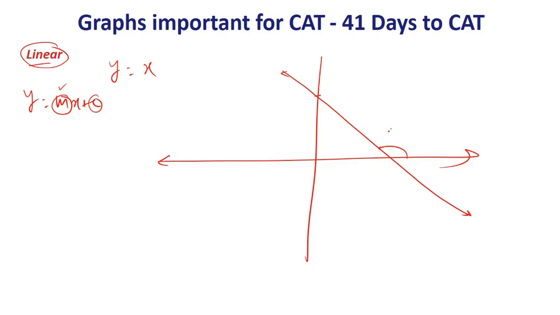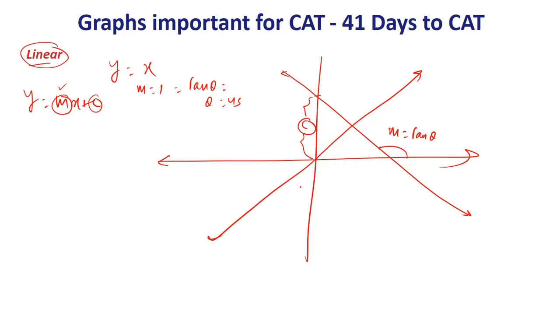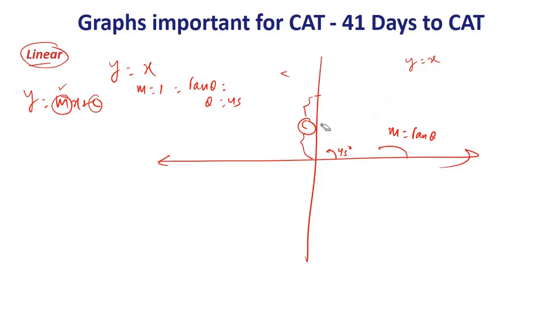Here slope is tan of this angle and intercept on y-axis is c. For y is equal to x, the slope m is equal to 1, which means tan theta is equal to 1, so theta is equal to 45. So y is equal to x, the angle with positive x-axis is 45 degrees. So this is y is equal to x. That is as basic as it can get, and plotting linear graphs is very easy.